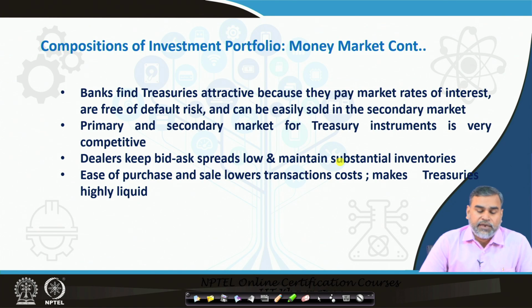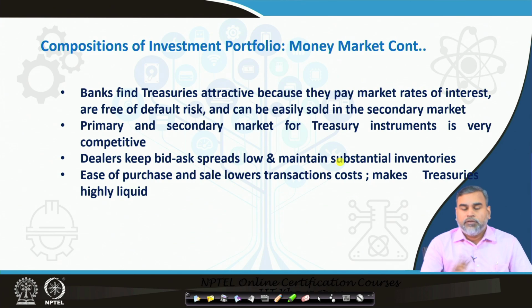The primary and secondary market for treasury instruments is very competitive, because the demand for these products is quite large in the system. The dealers keep the bid ask spread low and maintain substantial inventories. The low transaction cost of purchase and sale makes treasury bills highly liquid. So, treasury bills are highly liquid and are used as an investment alternative by the commercial banks in the market.